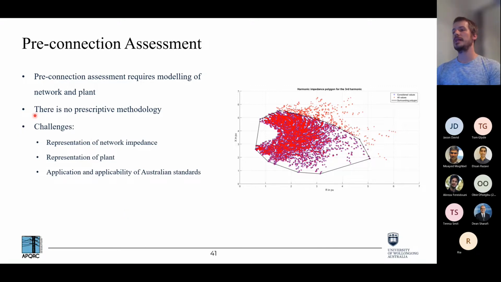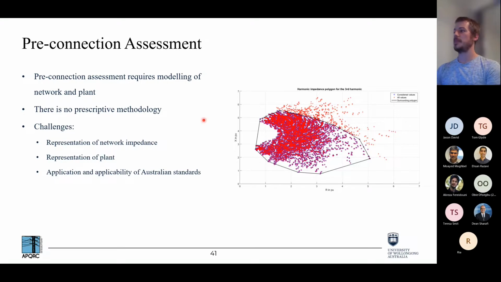But what we're seeing is a lack of prescriptive methodology in the representation of inverter-based resources. Harmonic modeling of inverter-based resources is where there are a lot of inaccuracies being injected into the process and ultimately resulting in those overestimations. But also the representation of the network itself. What we're seeing is a lack of engagement, generally speaking, not all the time, from network service providers. And ultimately what's been implemented is what's colloquially termed the impedance polygon method.